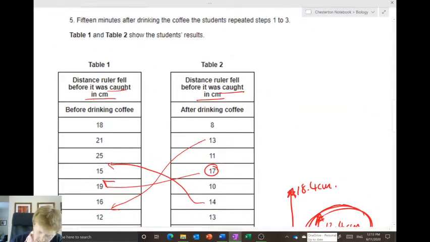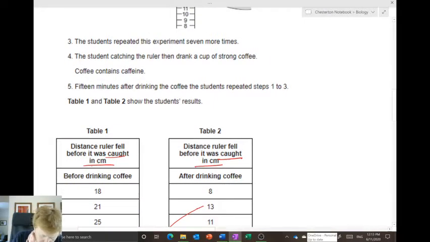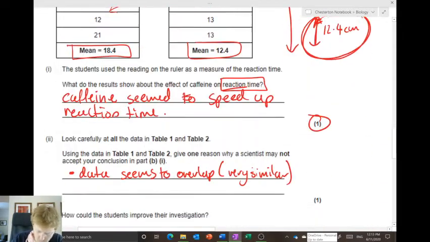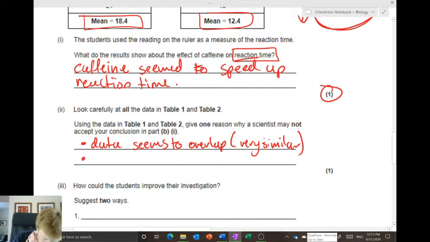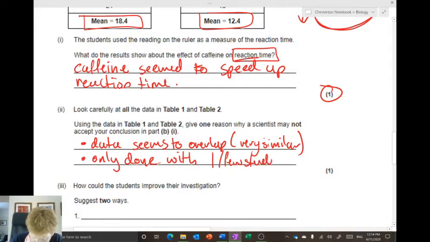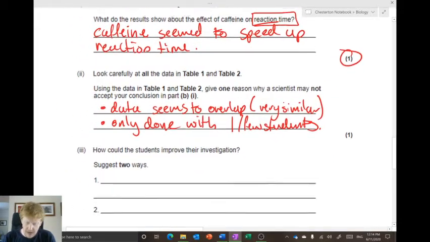The other thing is that it's only done with one student, okay? Only done with one or a few students, and that means we can't accept that broad statement. If we've only done it to one person, we need a lot more people in order to make fair conclusions.